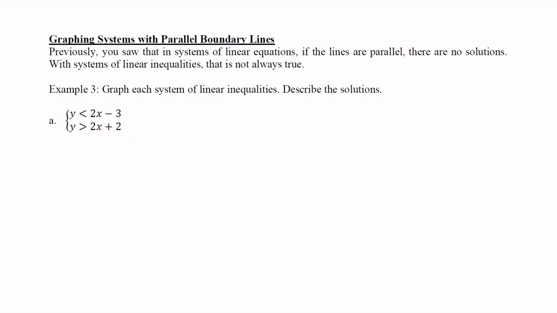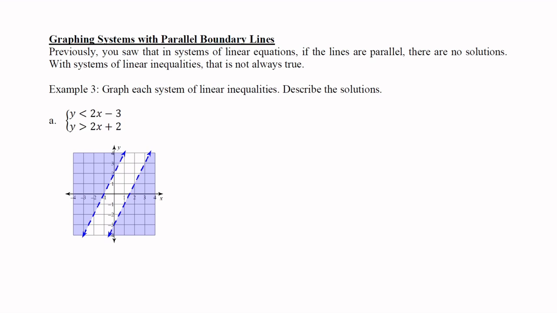We're already in slope-intercept form, so if you were to graph both of them, you would get two parallel lines because they have the same slope, but different y-intercepts. And you'll notice that one is shaded to the left, the other shaded to the right, but there is no overlapping shaded region, so therefore there is no solution.